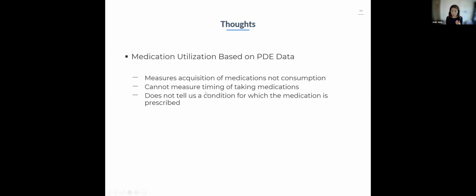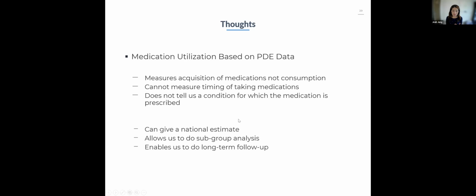And also we cannot measure the timing of taking medications. Some drugs are supposed to be taken when you wake up in the morning, some drugs before you go to bed, but we cannot actually measure or examine that kind of nature of medication adherence. And also we cannot know the condition for which the medication is prescribed. Maybe they fill the diabetes drugs for other reasons, not just to treat diabetes. But still, I see more advantages of using this PDE data.